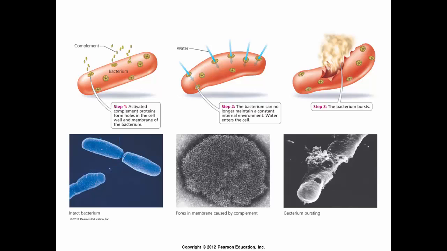This just shows an image of how complement works. The complement is now activated because it's come in contact with the intruder. The activated complement proteins form holes in the cell wall and membrane of the bacterium. The integrity of that cell cannot be maintained. Water enters and the bacterium bursts.